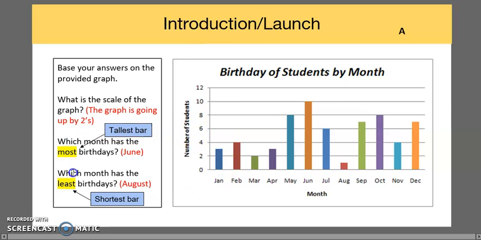In the second and third question, we might need to reword it. So for example, which month has the most birthdays? If they're having trouble locating that, we can say which one is the tallest bar and make the association of most birthdays with the tallest bar. Here we see that June is the tallest bar, and that would be our answer here. Same thing we can say about which month has the least birthdays. In case they're having trouble, we could say least birthdays means the shortest bar. And then we can collect that information from here, and we see that it's August.